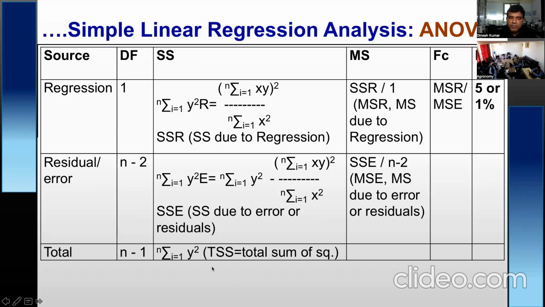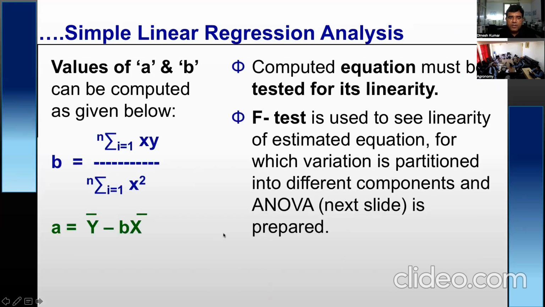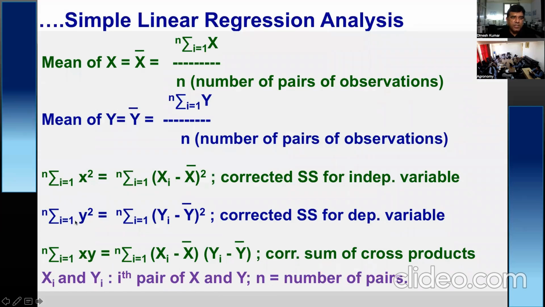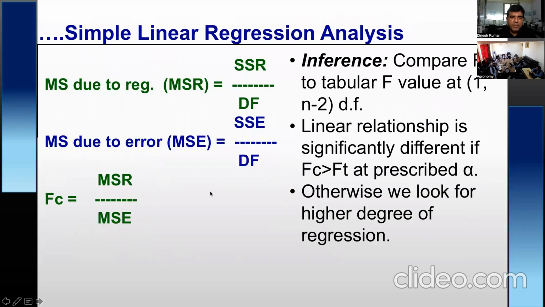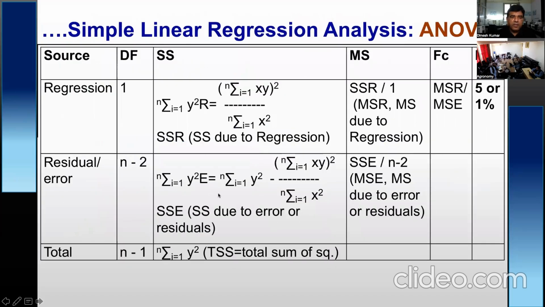Similarly, total sum of square. I have told you, this is total sum of square, this one. Total sum of square is summation y square, small y square. So you know how it can be calculated.